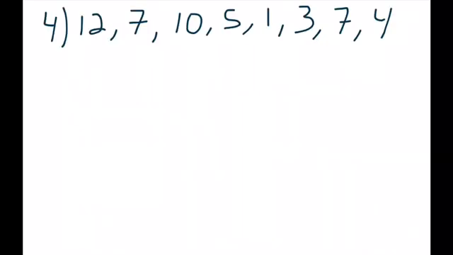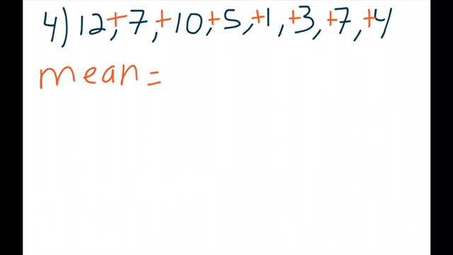So the first thing we want to do is find the mean. So to find the mean, we're just going to add all those numbers together. So I'm going to put in my calculator 12 plus 7 plus 10 plus 5 plus 1 plus 3 plus 7 plus 4. So we're just going to add all these together. And when I do that, I get 49.